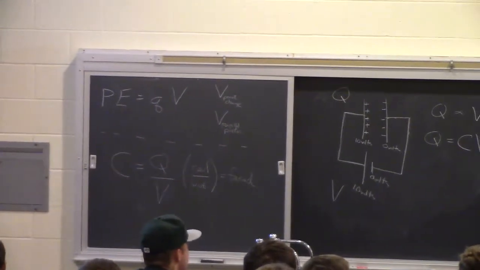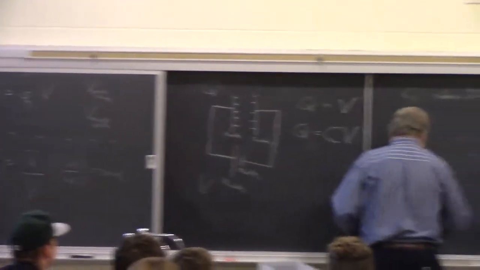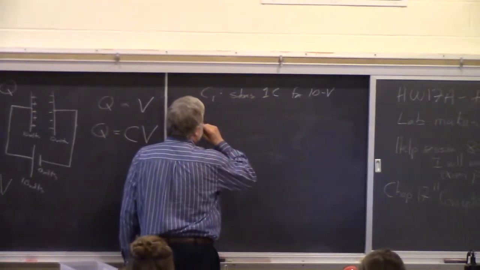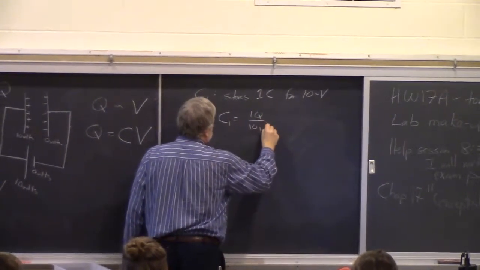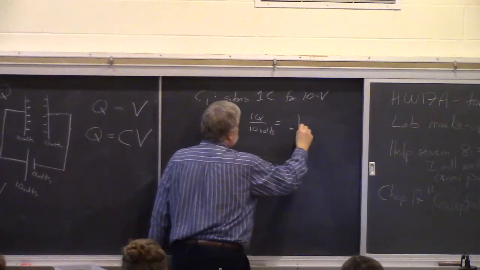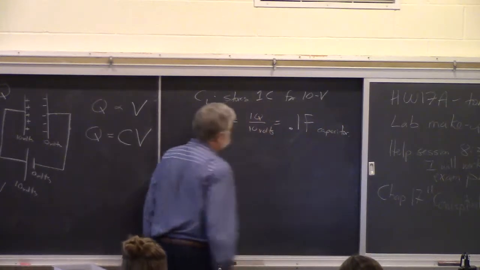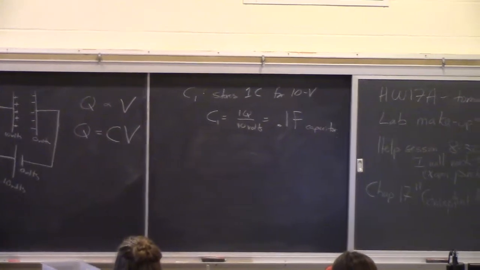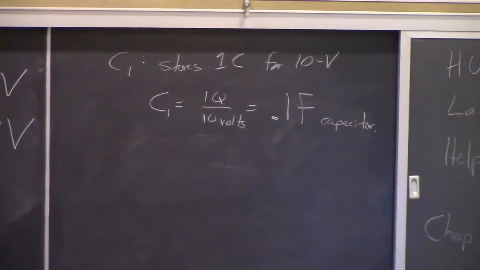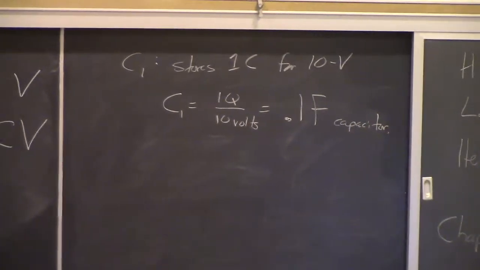Turns out that there's another way to define that capacitance. Let's talk about our little C1 here. We've got 1 coulomb over 10 volts. This would be a 0.1 farad capacitor. Could I take that same capacitor and store 1 coulomb with 5 volts? Turns out I couldn't. A capacitor's capacitance is a property of the material it's made of itself.